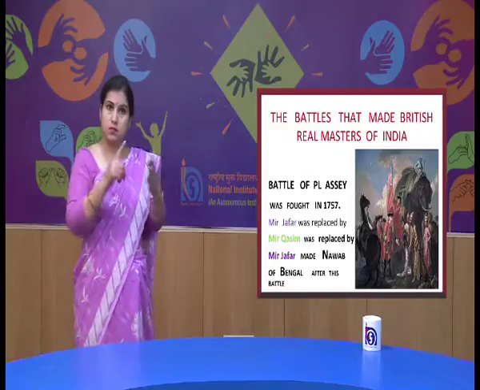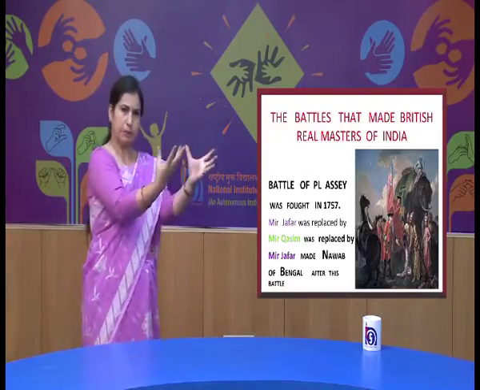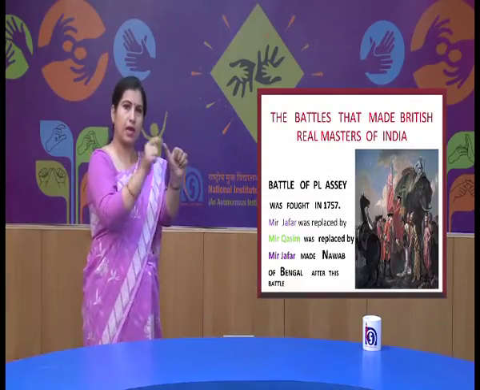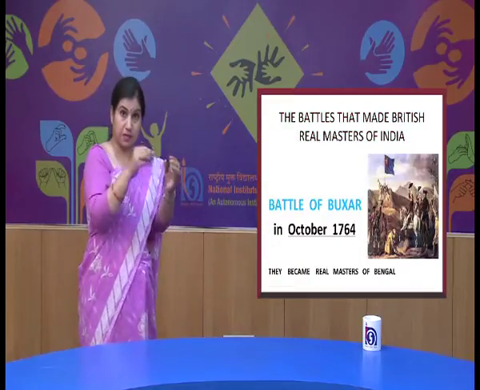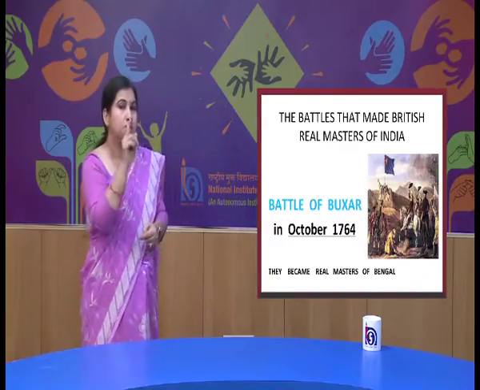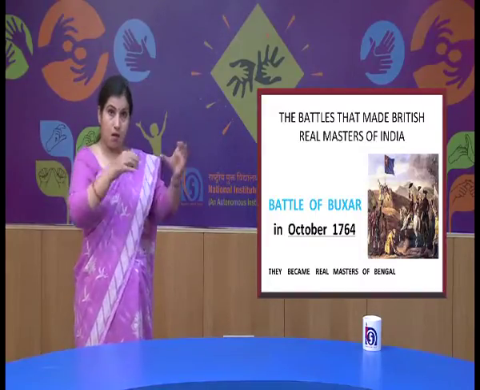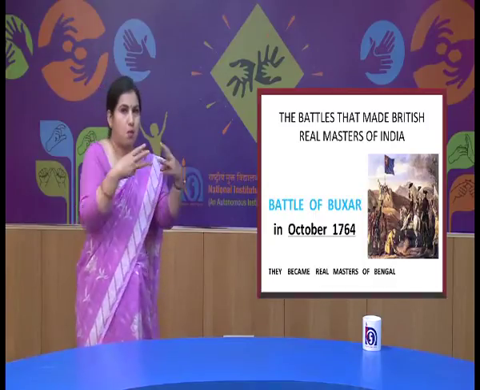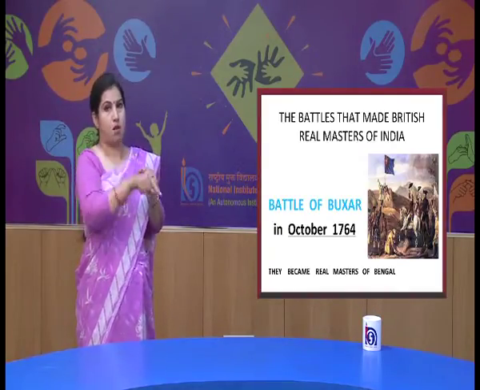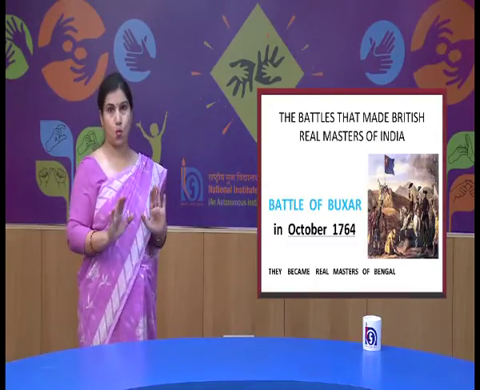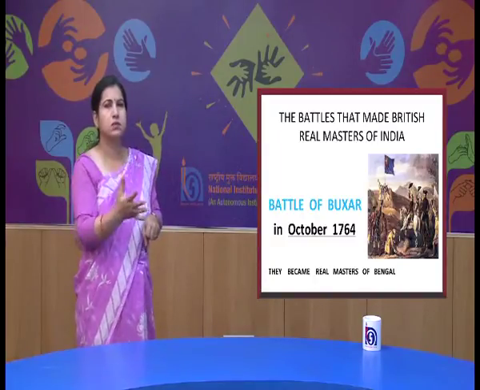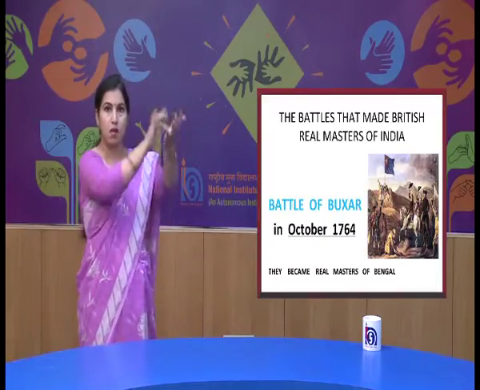Against this, Mir Qasim made an alliance with the Nawab of Awadh and Mughal Emperor Shah Alam II. As a result, the Battle of Buxar was fought on 22nd October 1764. The Indian side was badly defeated in this battle, and the hold of the British was firmly established over Bengal. However, it was not easy for the Englishmen to occupy the rest of India as many regional powers opposed them.